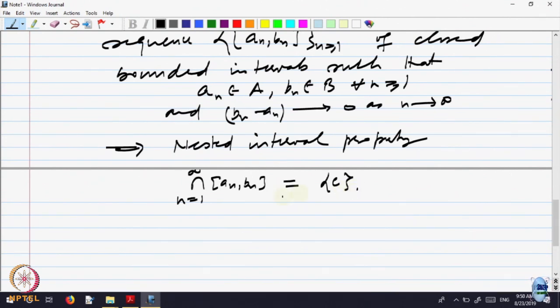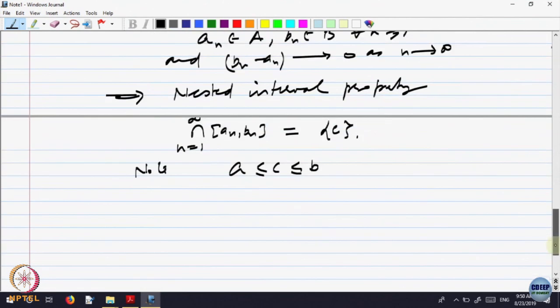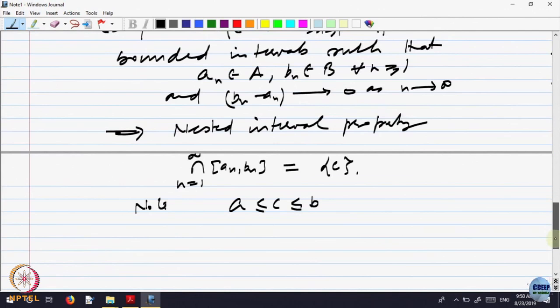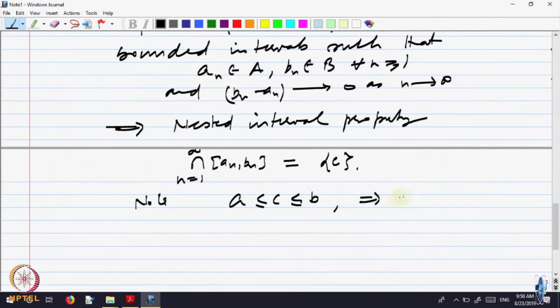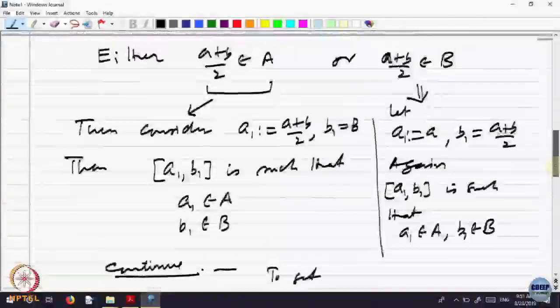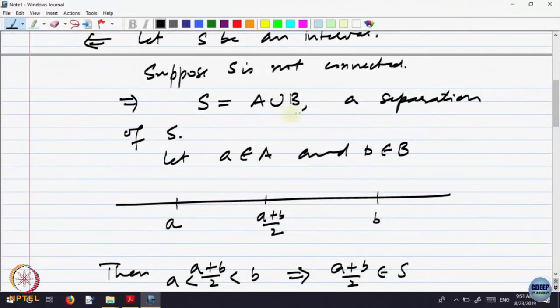Right. So obviously A is less than or equal to C, which is less than or equal to B. Now A and B are both in S, so C must belong to S, implying C belongs to S. Because A and B both belong, and S is the interval, so it must belong. But S is equal to the union, a separation, A union B. So either C will belong to A or it will belong to B, right.